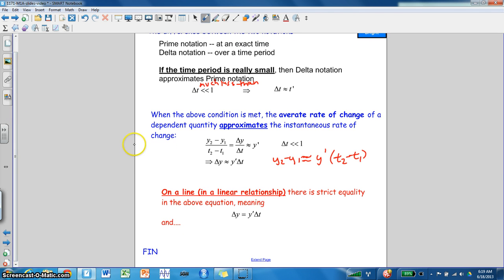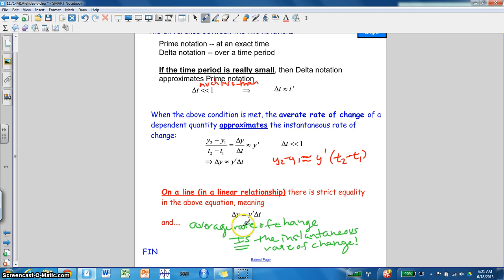And then lastly, if we're on a line, so if we know that we have a linear model or a linear relationship between two values, we actually get strict equality, meaning that the approximation that we had is actually equal to. Remember what we set up here: the average rate of change approximates the instantaneous rate of change. Down here, when we have strict equality, we say the average rate of change is the instantaneous rate of change. And so on a line, if you know one, you know the other.